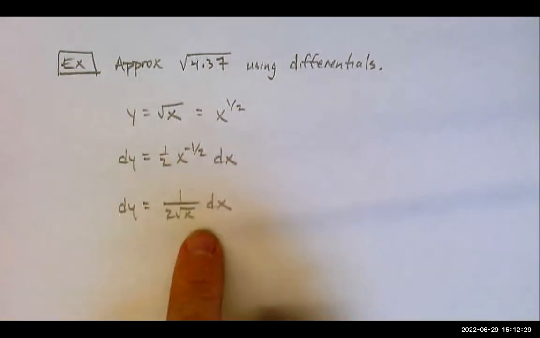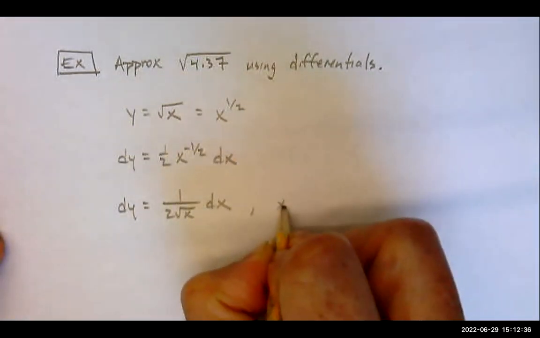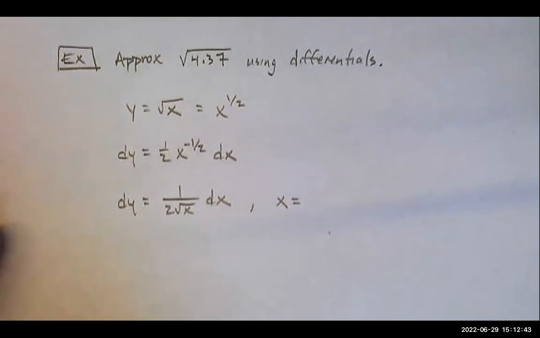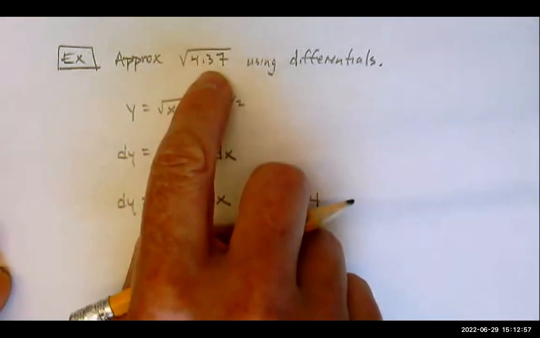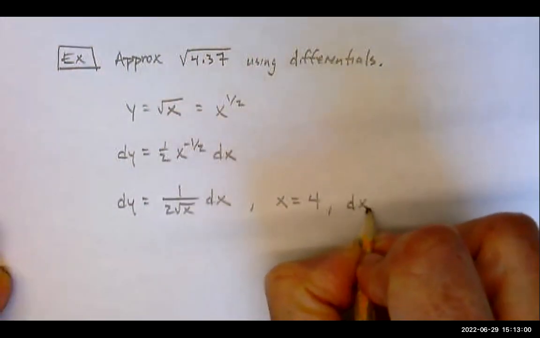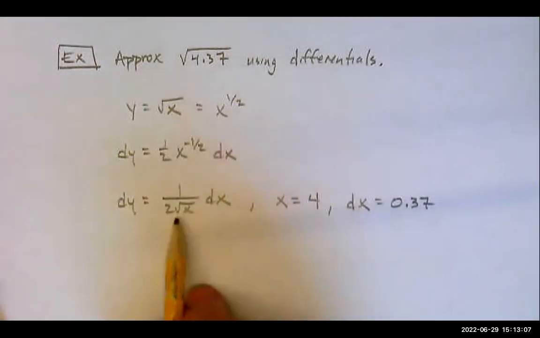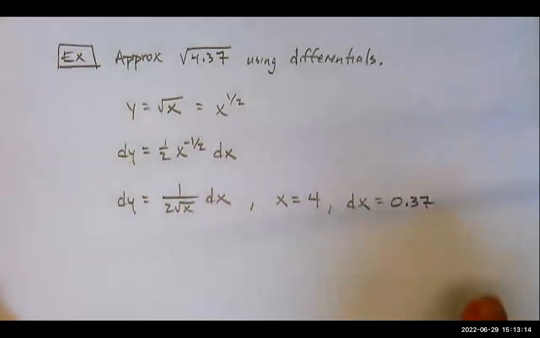How is this going to be helpful to make this approximation? We're going to think of x as equal to an easy value that we can plug in here. So when using differentials, we're going to take x to equal 4. Notice we also have a dx. The dx is the difference between our value of x and the actual value. We're going to take dx to equal 0.37. So again, x is the number that's close to this that we can easily plug into a square root. dx is the difference between that number and the thing we're trying to approximate.